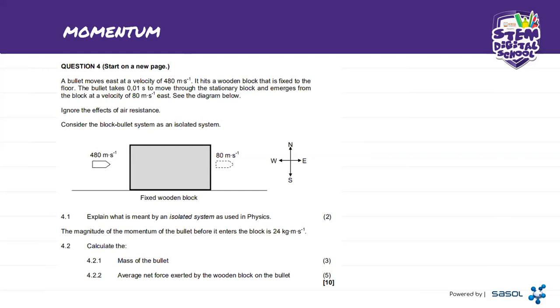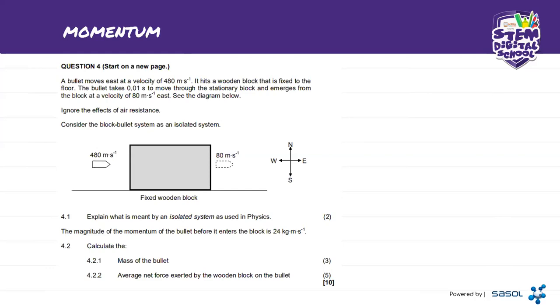It hits a wooden block that is fixed to the floor, okay? So this is a wooden block, and it gets hit by this bullet. So somebody's shooting, probably training how to shoot, okay? So the bullet takes 0.1 second to move through the stationary block and emerges from the block at a velocity of 80 meters per second east. Okay, so obviously if it's shooting, it's going to hit the block and the speed is going to be slowed down because of this obstacle that is there between the bullet and its final destination.